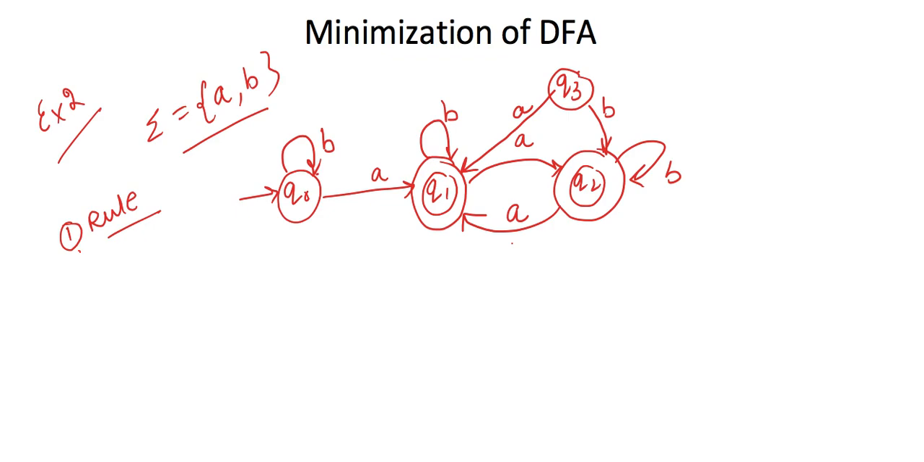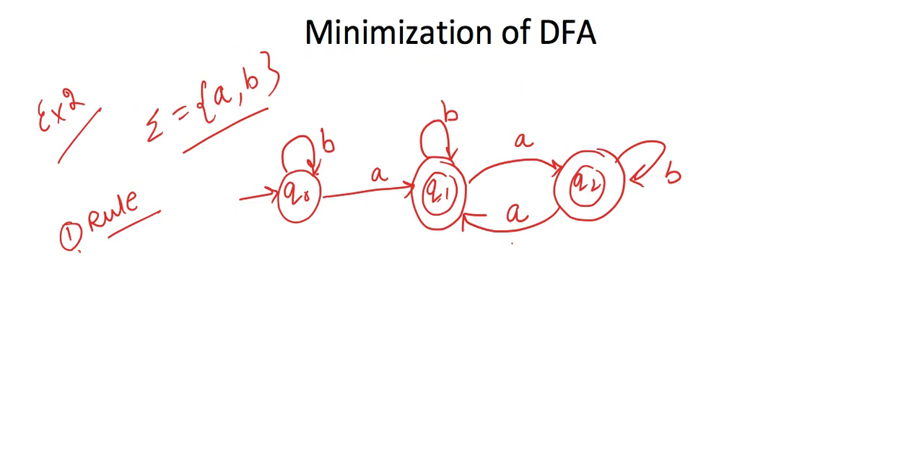Is there any? Just check it out. Q0 is itself the initial state. Q1, yes, it is reachable by a. Q2, yes, it is reachable through a. Q3, there is no way to reach Q3. I cannot move to Q3. So what will we do? First of all, we have to delete it, and all its transitions also have to be removed. Got it? This is the first thing we have to do.